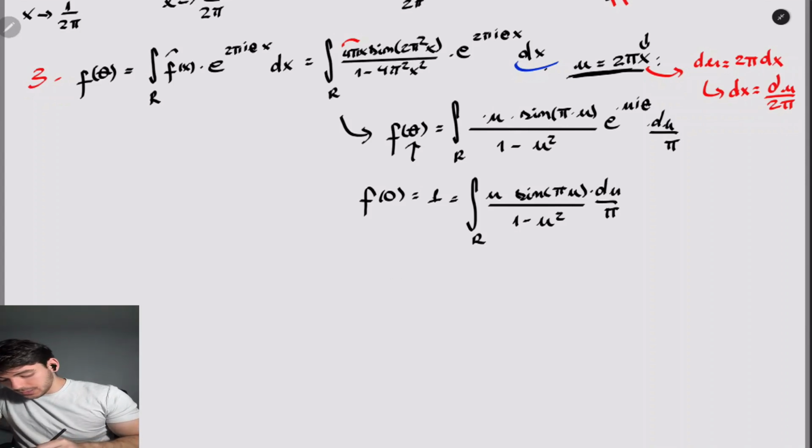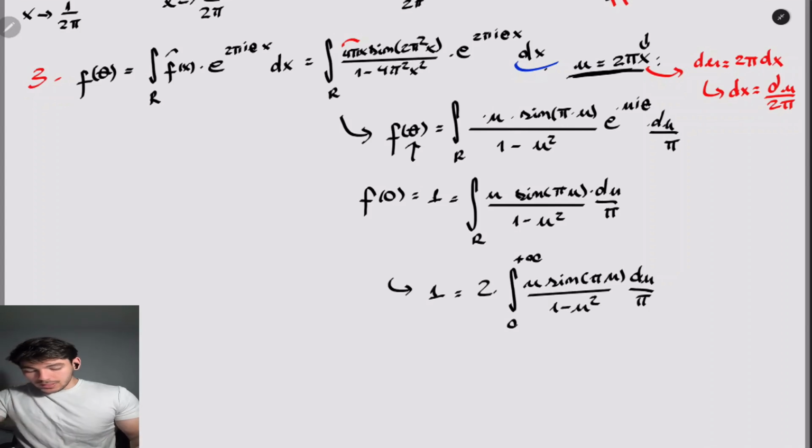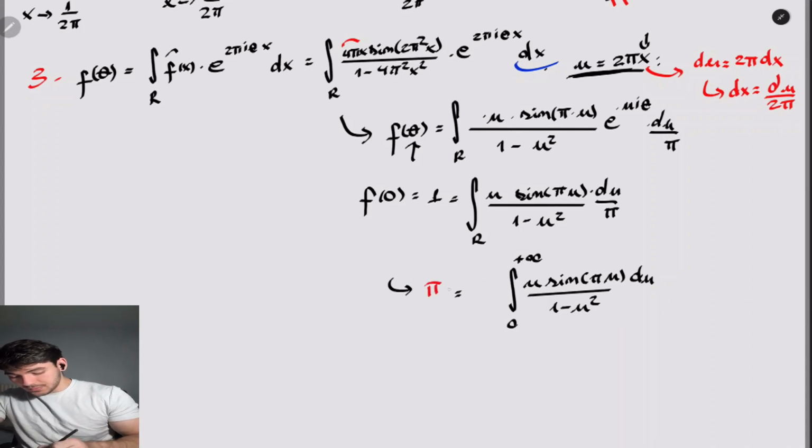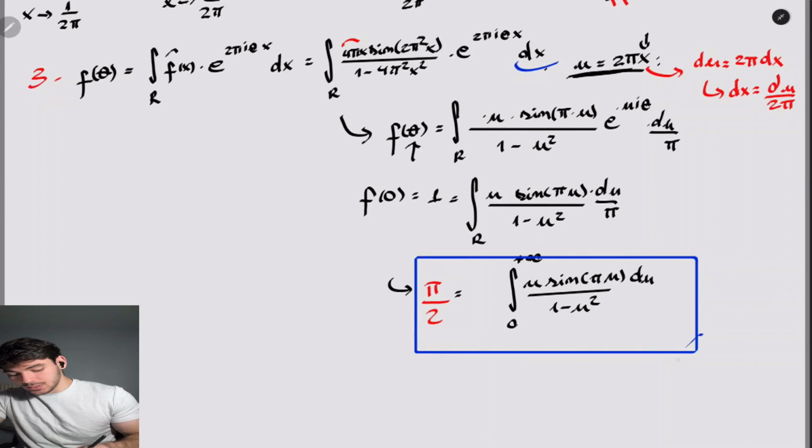So we can have 2 times the integration, but we'll cut it in half, u sine of pi u du divided by pi times 1 minus u squared. So now it's easy. We just multiply this pi here, so instead of 1, we'll have pi. Instead of 2 here, we'll have divided by 2 on the other side. So that's the final answer. That's the value of the integral that the question was asking for.